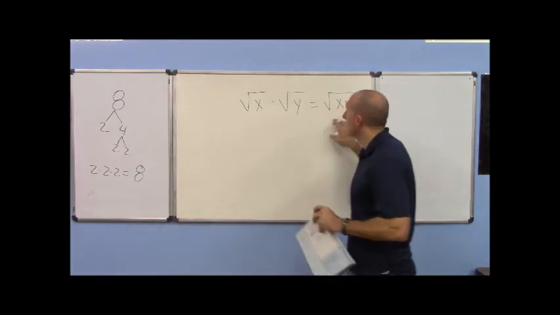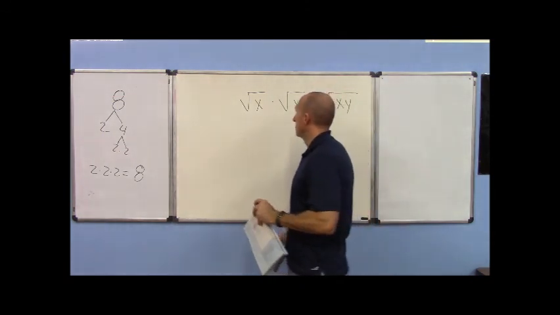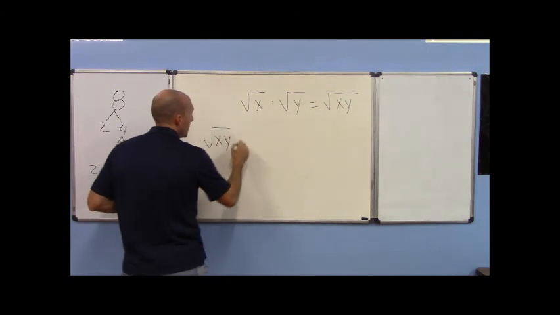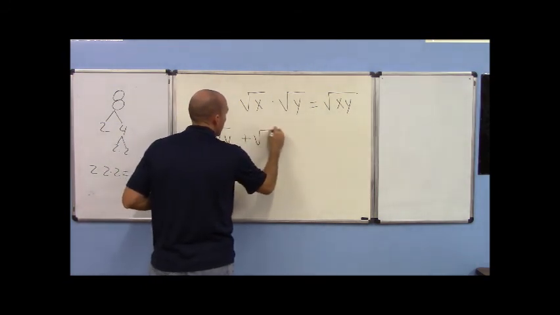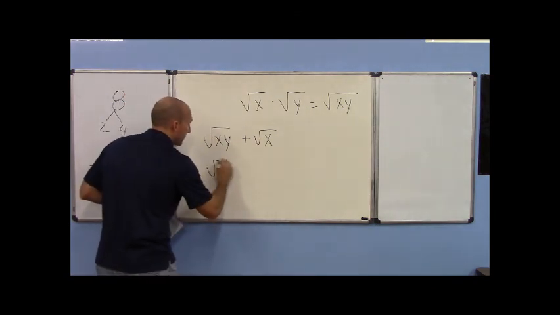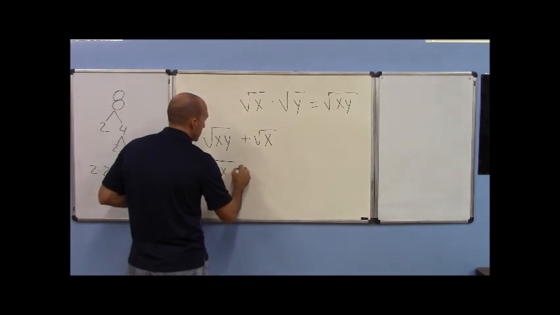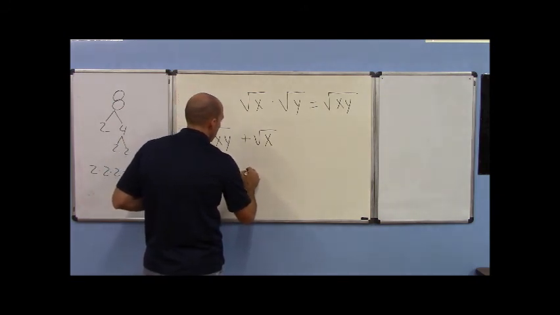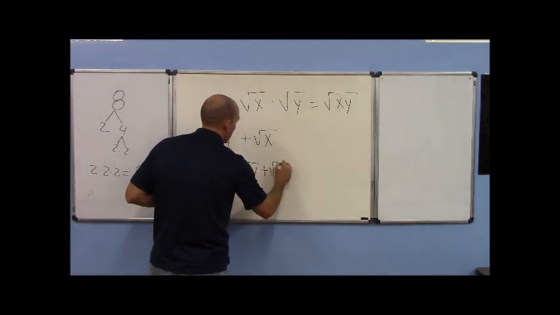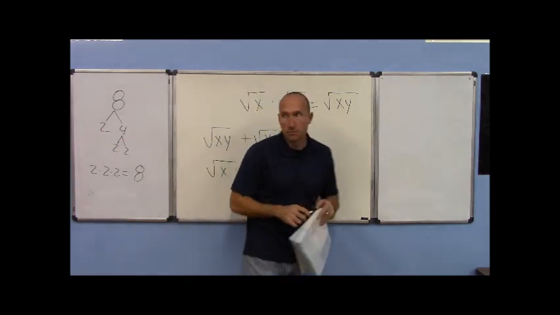If we needed to, we could separate them back if we found, for instance, if we had the square root of x times y plus the square root of x, well, we could simplify this as the square root of x times the square root of y plus x, and then that equals what?